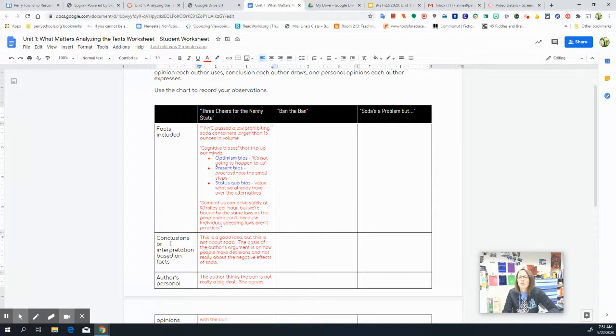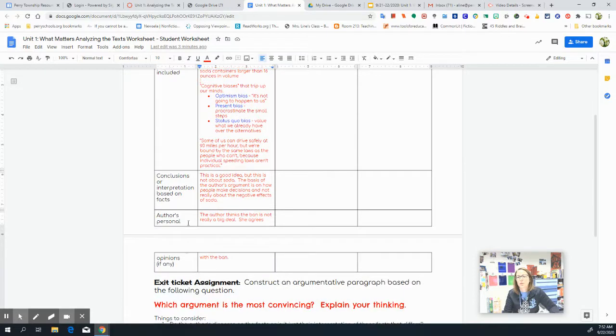So then we come down here to the conclusions or interpretations. So what does she think? Well, this is a good idea, but it's really not about the soda. It's more about the decision making. That's the conclusion that she draws. Yes, there's a little bit about soda, but it's not all about soda. It's about our decision making that is keeping us from being the best that we can. Okay, keeping us healthy here.